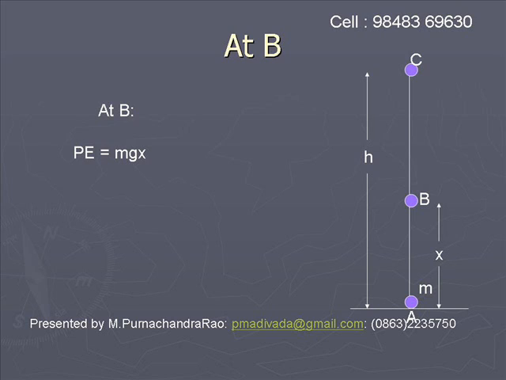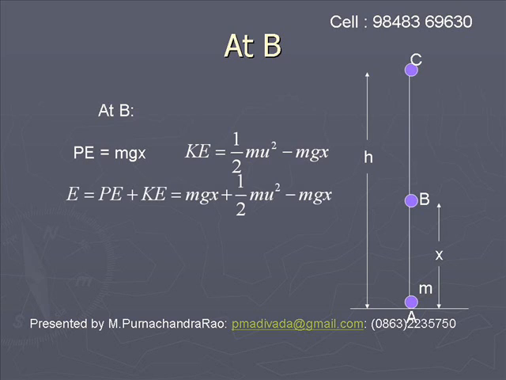At B, it is at a height x from the ground, so the potential energy is mgx. We can show that the kinetic energy at B is equal to half mu square minus mgx.